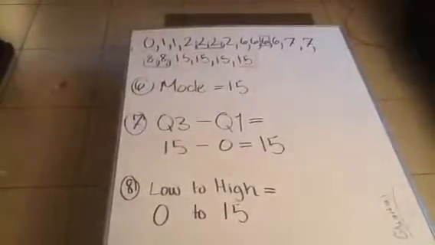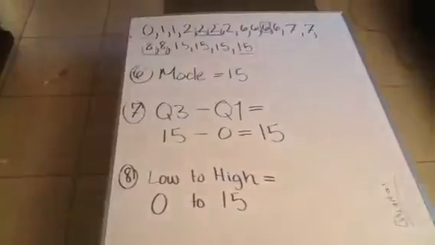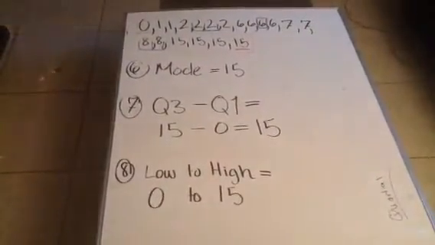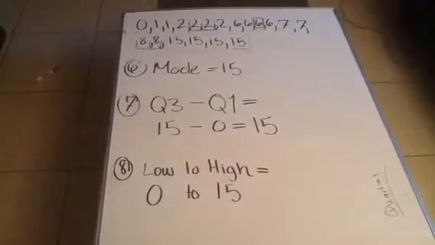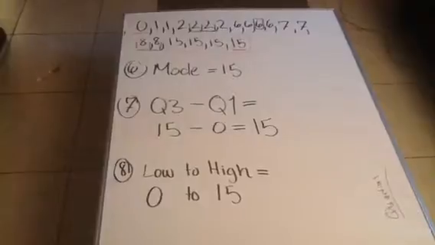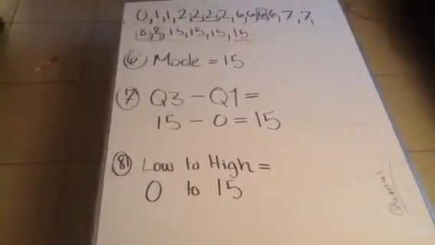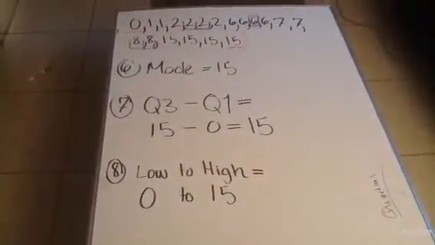For this step, we have to find mode. Mode is the most reoccurring number. Then we do quartile 3 minus quartile 1, and quartile 3 is 15, and then quartile 1 is 0. That's for going from highest to lowest. Subtraction just equals 15 because it's 0. Then that's it.